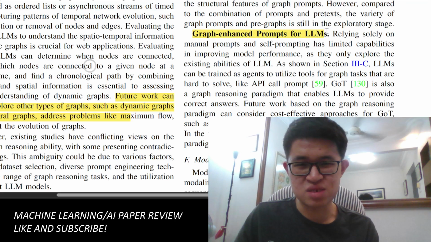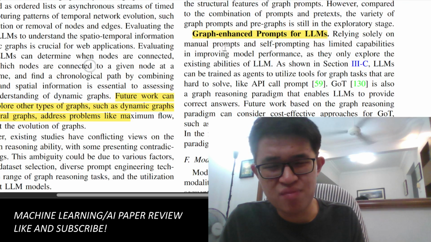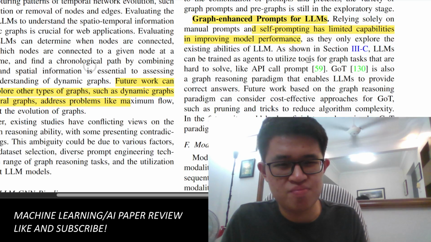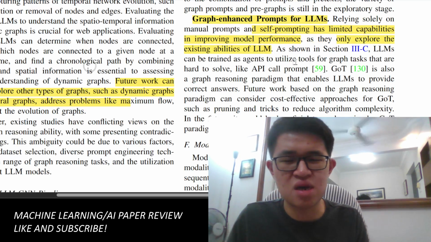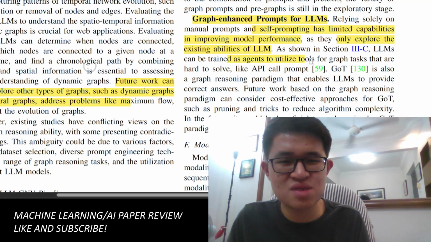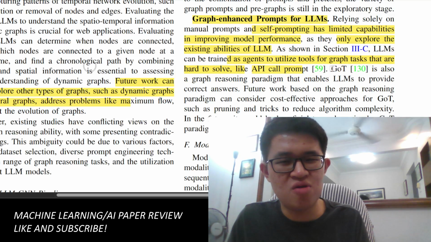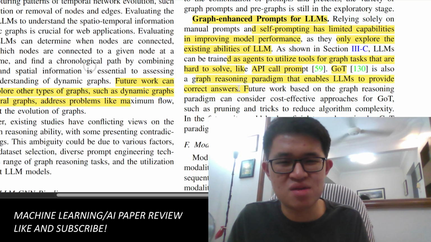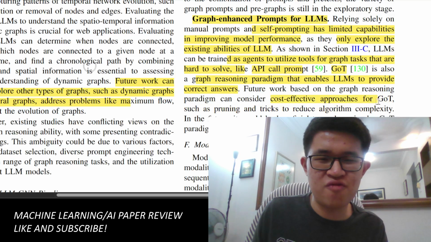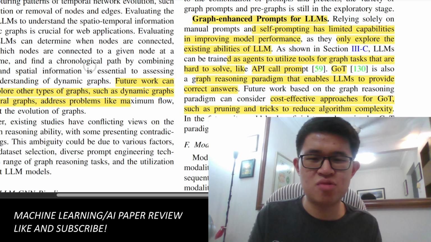And also graph-enhanced prompts for LLMs, which rely solely on manual prompts and self-prompting, are limiting the capability of the model, they say, as they only explore the existing abilities of large language models. As shown in some section, LLMs can be trained as agents that use tools for graph tasks that are hard to solve, like API calls or graph of thoughts. It's a graph reasoning paradigm that allows LLMs to provide the correct answer. Future work based on the graph reasoning paradigm can consider cost-effective approaches for graph of thoughts, such as pruning and tricks to reduce algorithm complexity.